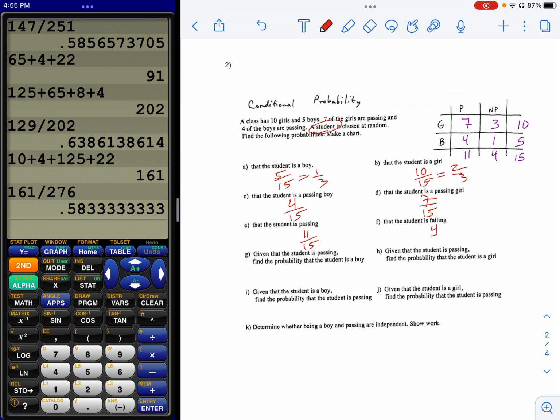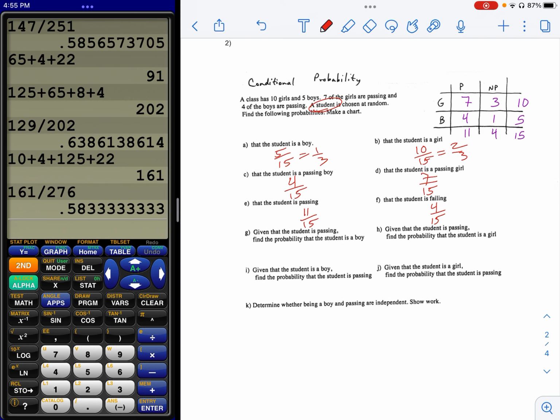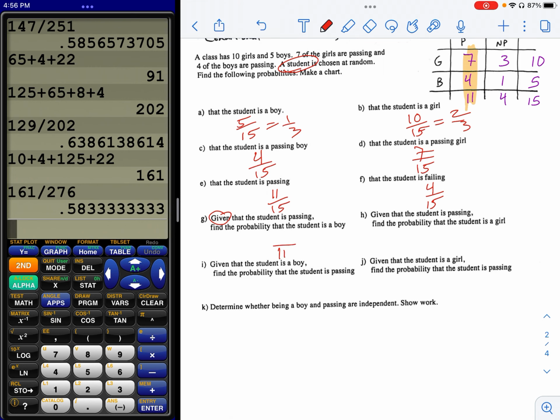Failing, we have 4 kids. So those rattle off pretty fast. We got a condition, given the student's passing. I'm going to just highlight the people that are passing. How many people are passing? 11. So that's my denominator. It limits my sample space. Of that highlighted group, how many are boys? 4 of them. All right, next question.